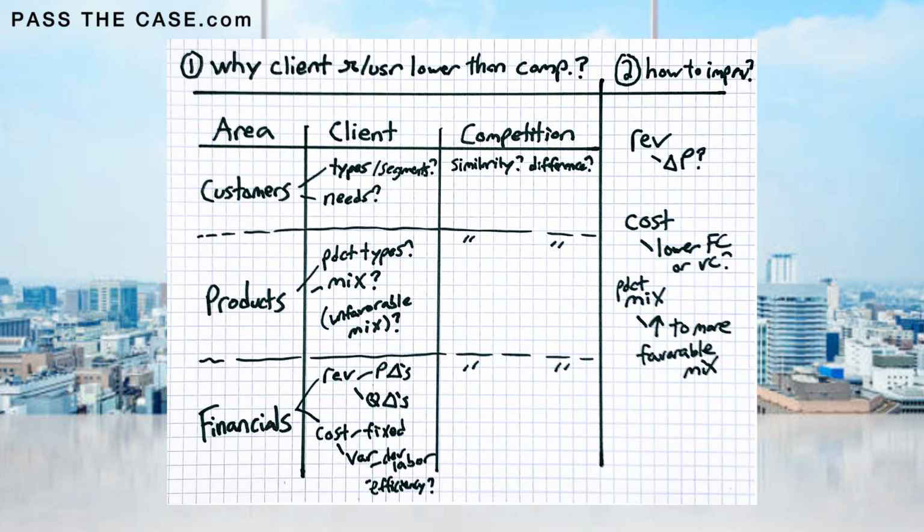So starting with the company, I'd like to learn more about our customers. Specifically, what are our types of customers and how do we segment them? I'd also want to understand how do their needs differ. Next, I'd like to learn more about our product portfolio. So what types of products do we sell and what's our product mix? Perhaps we're selling too much of lower profit products, which is lowering our profit per user as compared to competitive benchmarks.